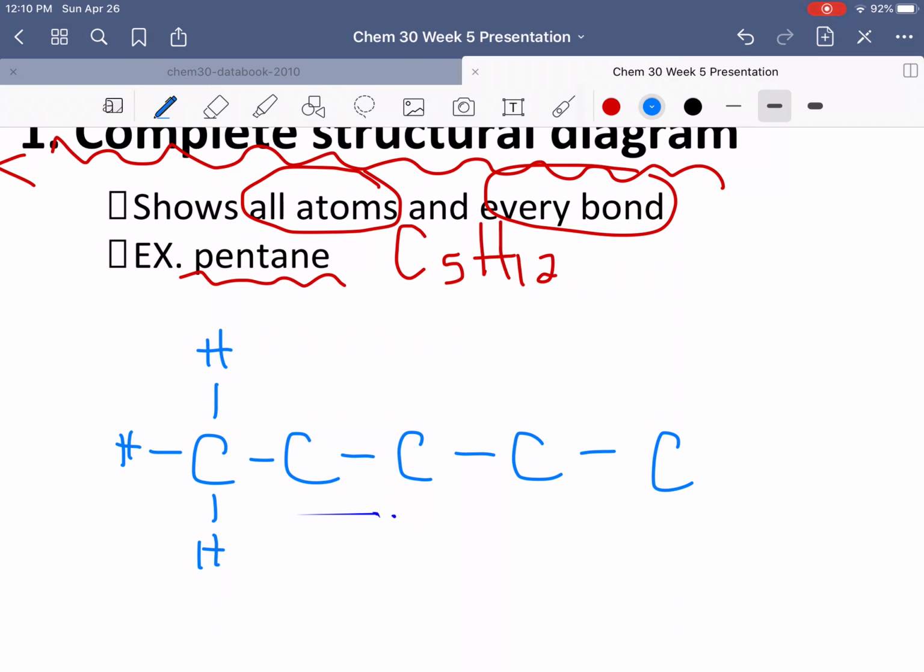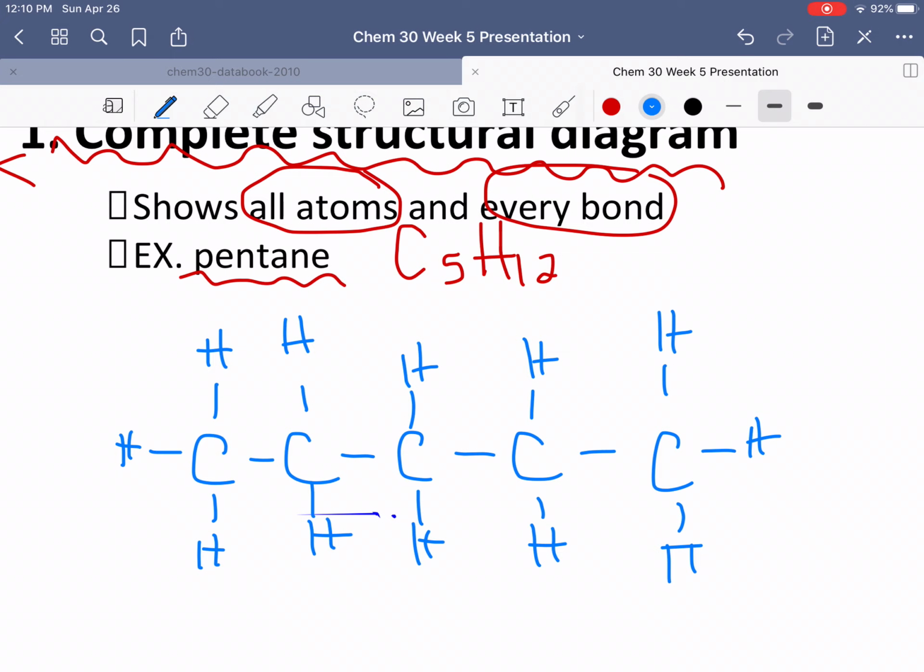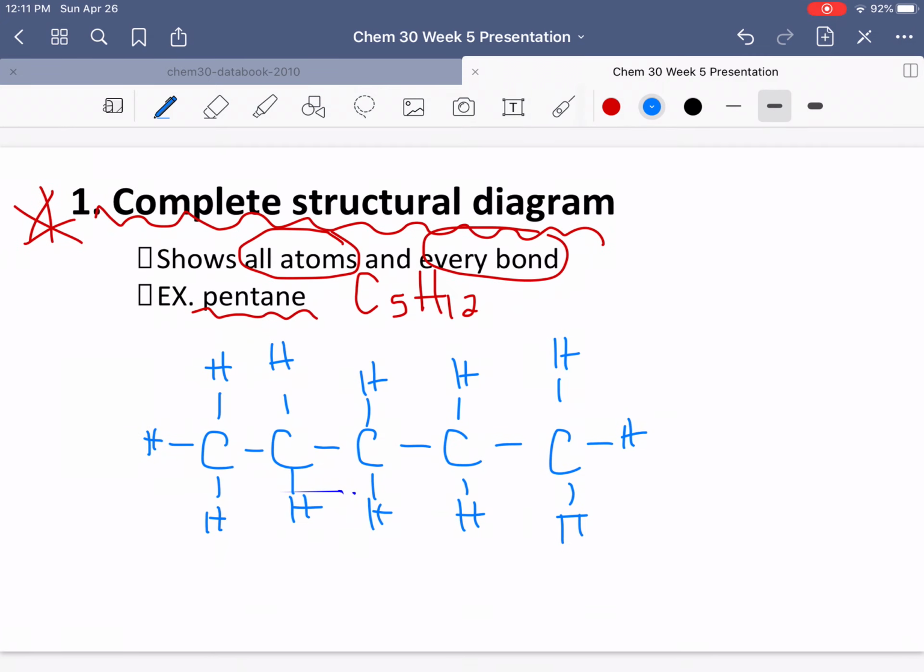Moving on to the second carbon. It's already bonded twice, so I need 1, 2, 3, 4 bonds total. Again, we put hydrogens on those bonds. Moving on to the third. Has to bond 4 times, put hydrogens above and below. The fourth carbon, same thing, hydrogens above and below. And our last carbon is going to need 3 hydrogens because it's on the end. There is our pentane. Again, this is a complete structural diagram.